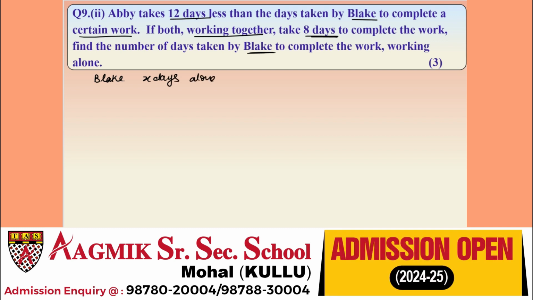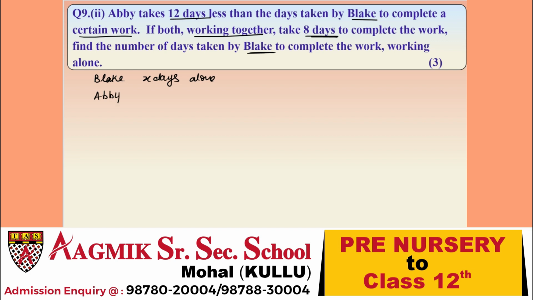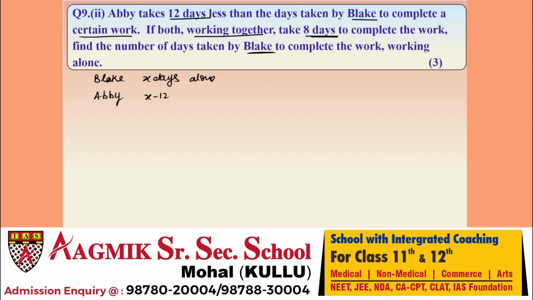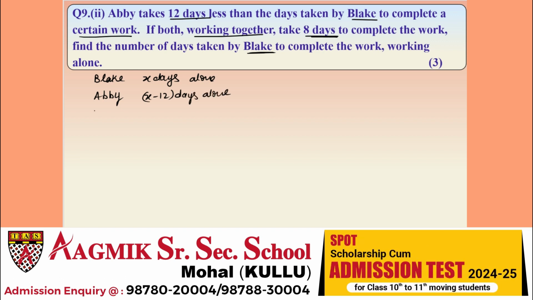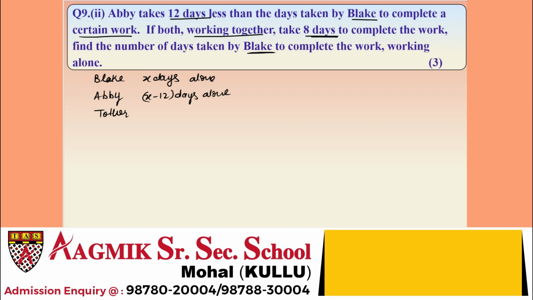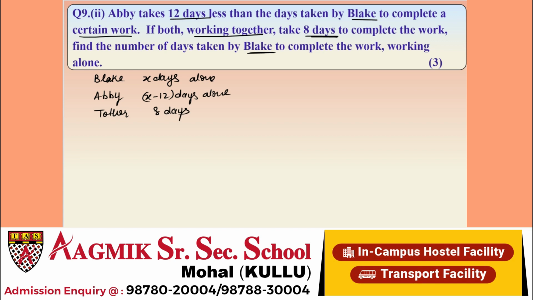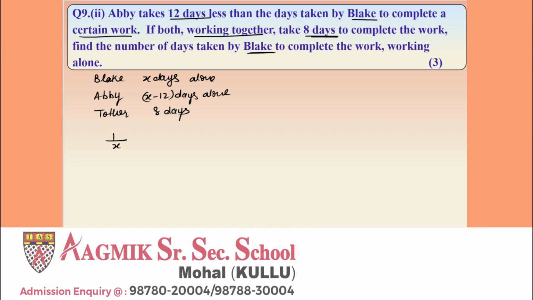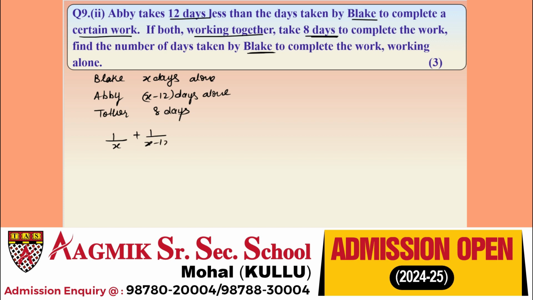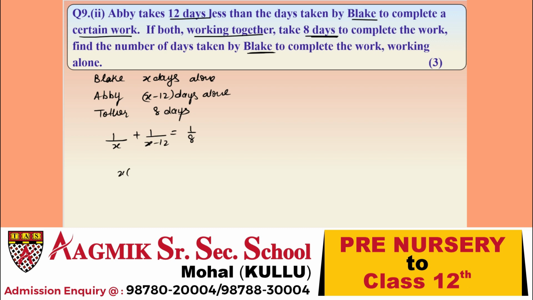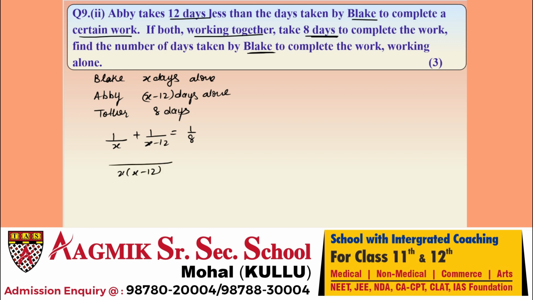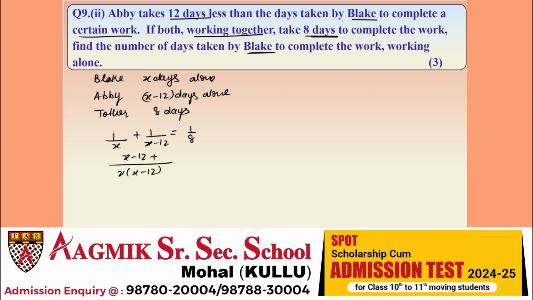Now Abby takes 12 days less, so that means time taken by Abby would be x minus 12 days if he is also working alone. Now we are given that together they are going to take 8 days to complete the work. So therefore what will be the equation formed? 1 over x plus 1 over x minus 12 would be equal to 1 over 8. Now let us take LCM. So x times x minus 12, numerator will be x minus 12 plus x. This is equal to 1 by 8.